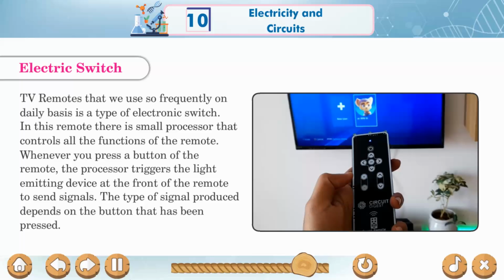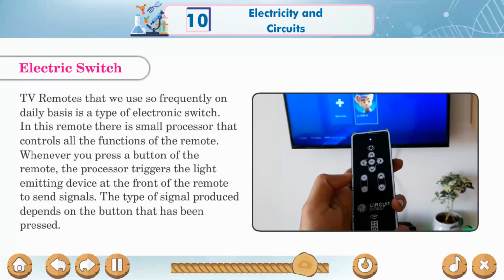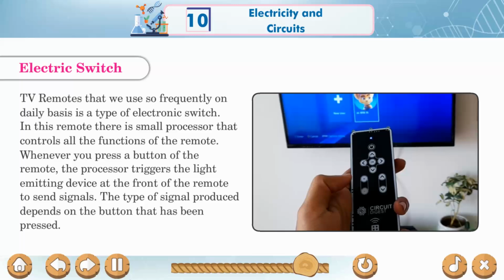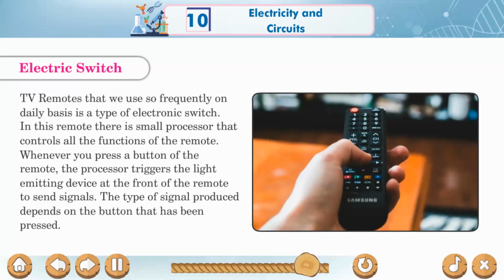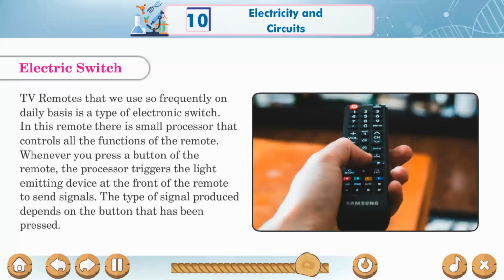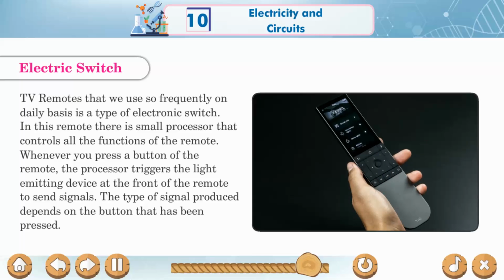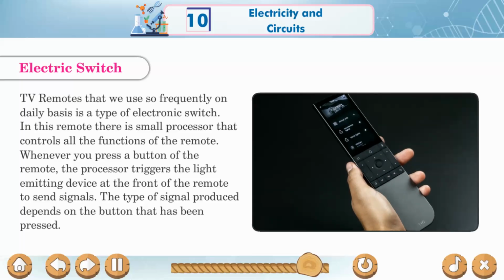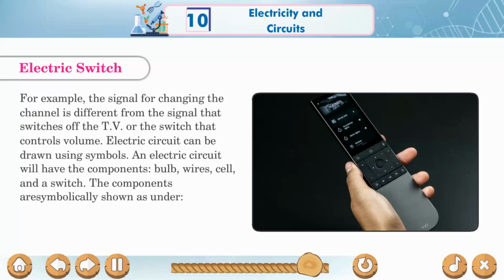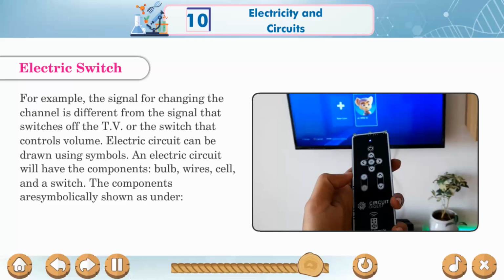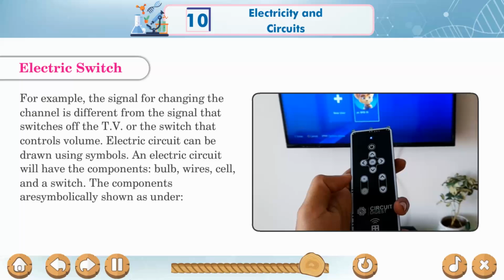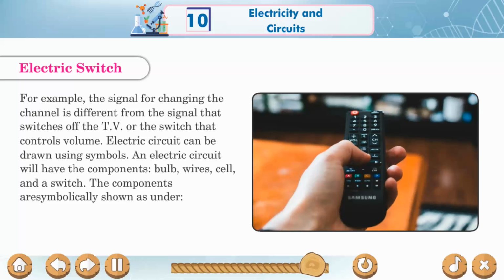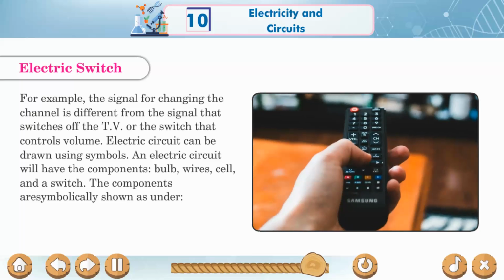In this remote, there is a small processor that controls all the functions of the remote. Whenever you press a button of the remote, the processor triggers the light emitting device at the front of the remote to send signals. The type of signal produced depends on the button that has been pressed. For example, the signal for changing the channel is different from the signal that switches off the TV or the switch that controls volume. Electric circuits can be drawn using symbols.